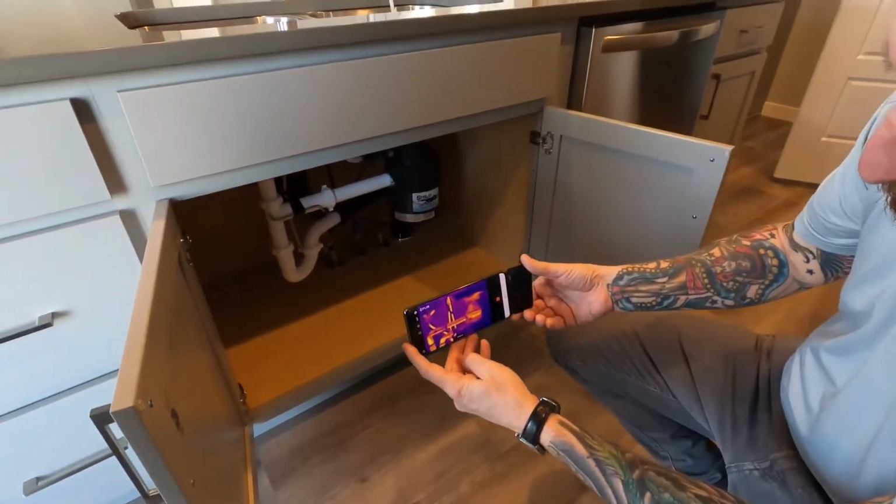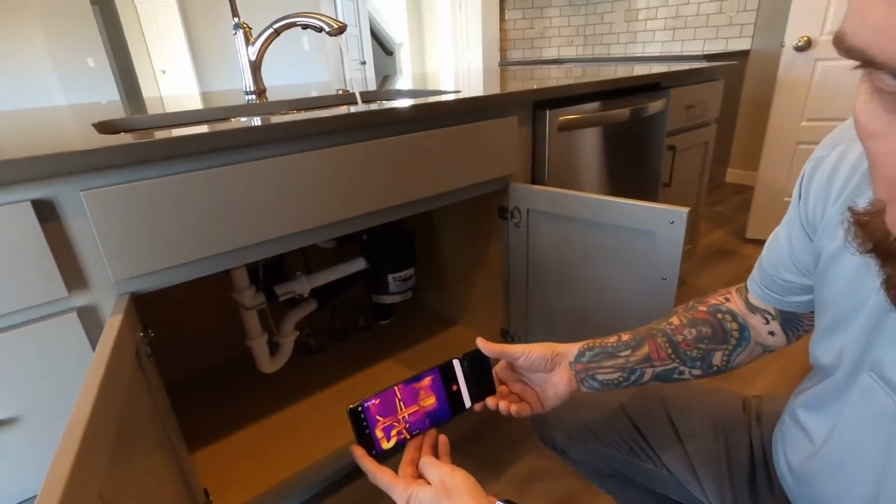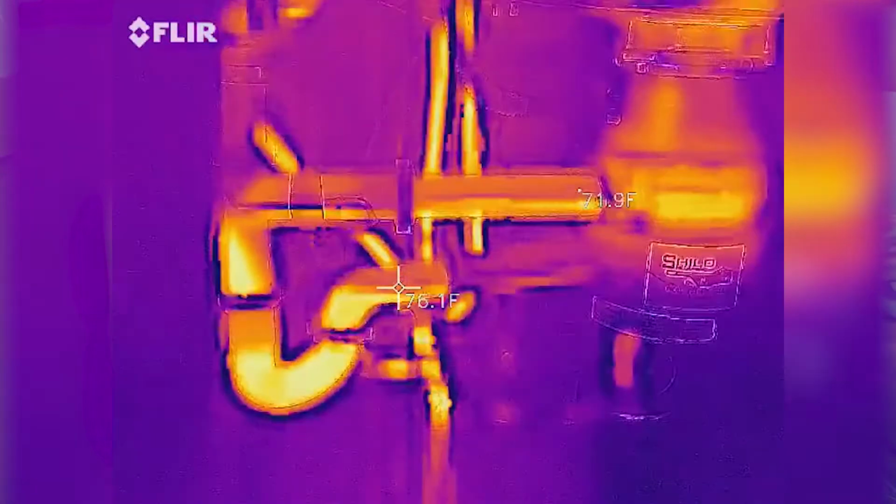All right, so we've come down to the kitchen to see what it looks like when the water's running through the pipes. And this is a really good illustration of what hot water looks like. What are we seeing here?